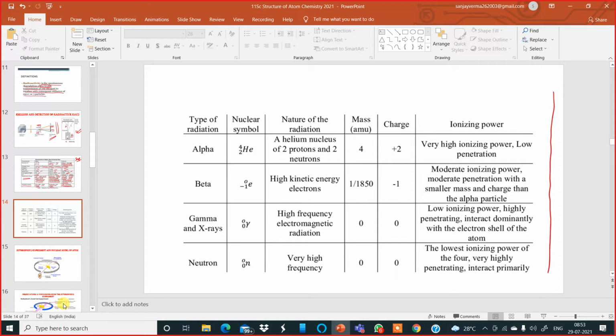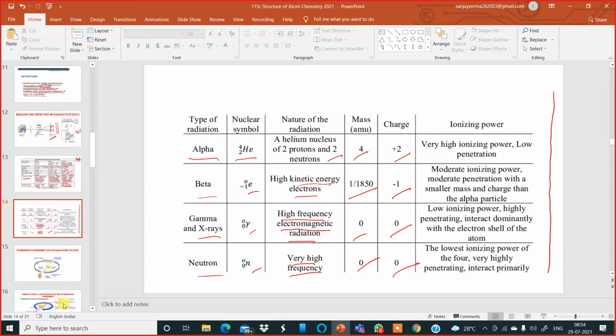This chart covers alpha, beta, and gamma particles, X-rays, and neutrons. The alpha particle symbol is He 4 2, beta particle is e 0 minus 1, gamma is gamma 0 0, and neutron is n 0 0. Nature of radiation: alpha particle is a helium nucleus of 2 protons and 2 neutrons. Beta particles are high kinetic energy electrons. Gamma particles are high frequency electromagnetic radiation. Mass is 4, 1 by 1850, 0, and 0. Charge is plus 2 for alpha particles, minus 1 for beta, 0 for gamma and X-ray, and neutron is also 0.